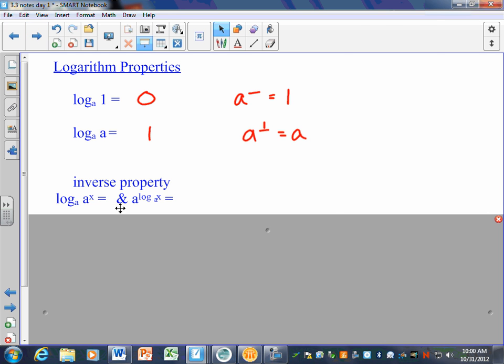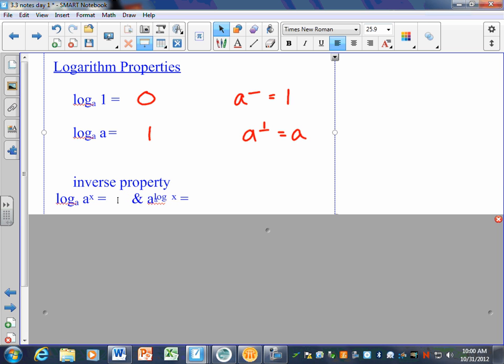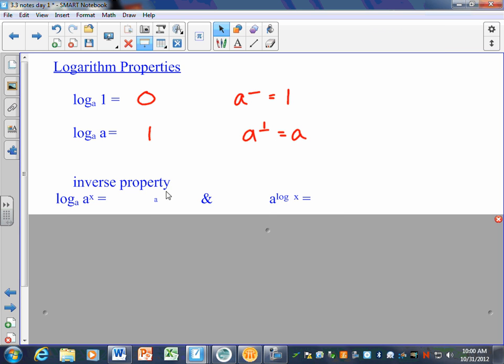The fact that logarithms and exponential functions are inverses of each other means if you take the log of an exponential function or you take an exponential function to a logarithmic power, they're always going to cancel each other out. Just like a square root and x squared cancel each other out. So if I have log base a to the x, they cancel each other out, and you just get x back. Just like the square root of x squared cancel each other out.